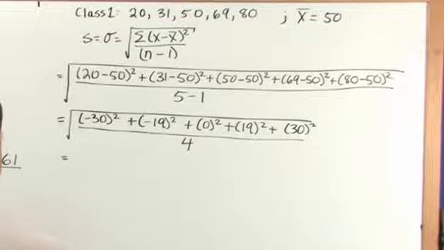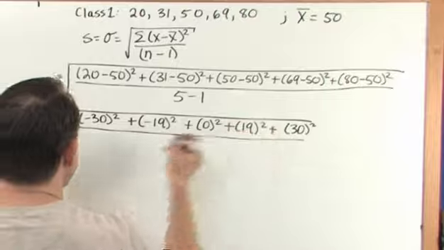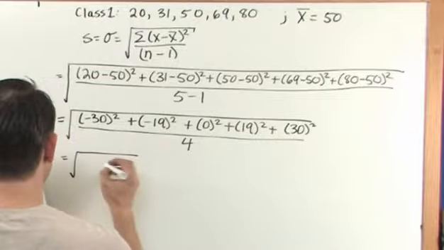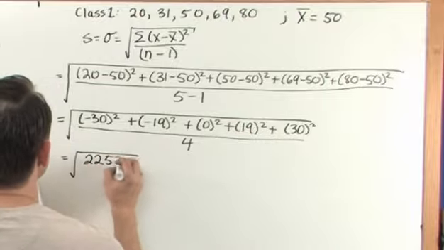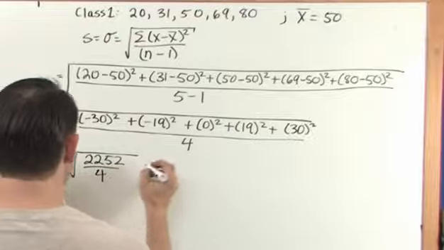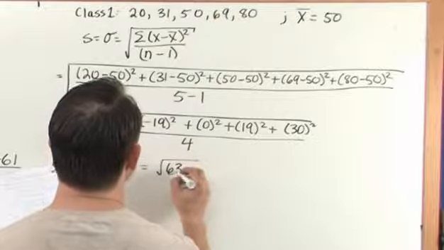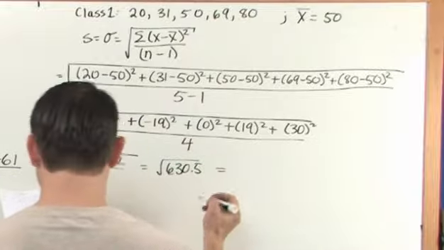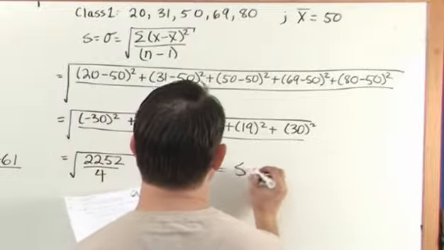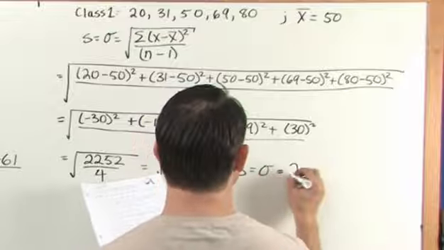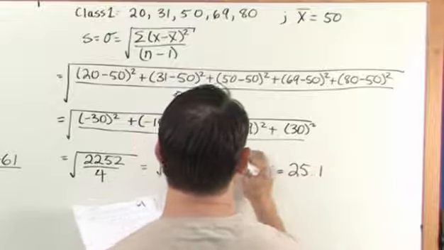So on the inside, when you do all this squaring and add everything up, you're going to have the square root of 2252 divided by 4, which is the square root of 630.5. And so the standard deviation is going to be 25.1.